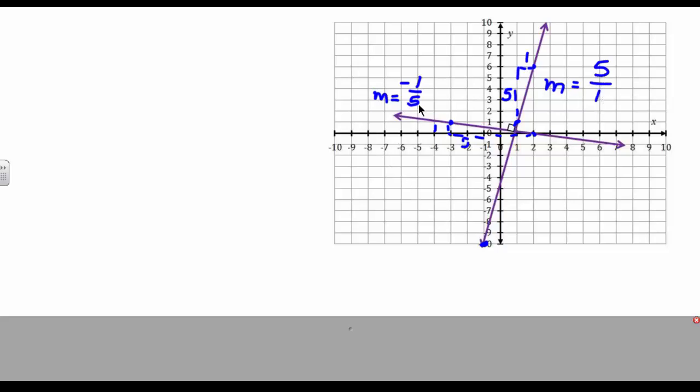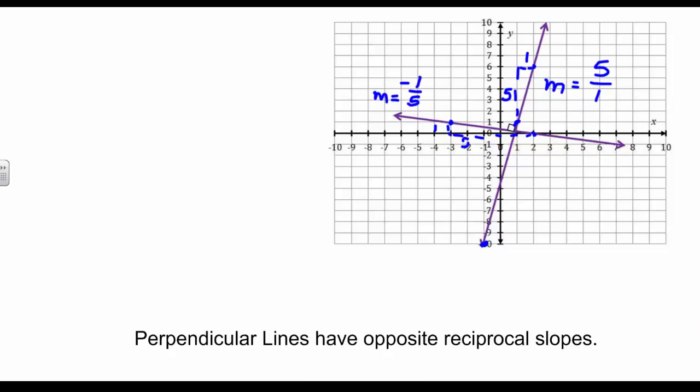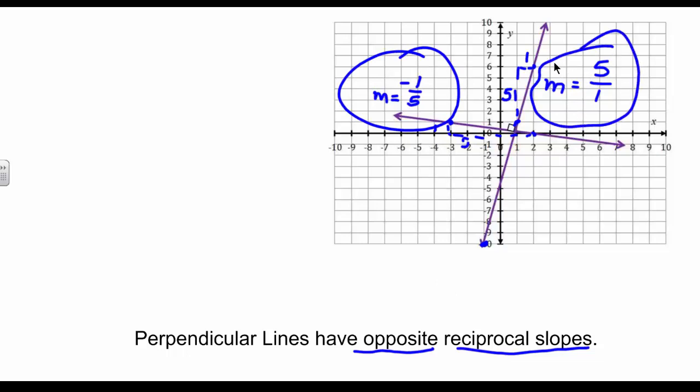But you'll notice there's a similarity. I have a rise of 1 here and a run of 5, and here I have a rise of 5 and a run of 1. Also, you'll notice that the signs are opposite. This is no coincidence. Turns out that perpendicular lines have what are known as opposite reciprocal slopes. In other words, one's positive, one's negative, and the two are reciprocals of each other. So once again, you see -1/5 and 5 over 1.